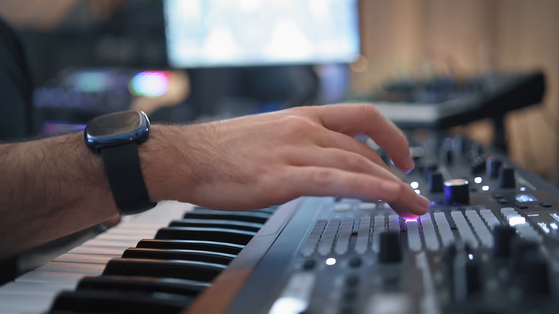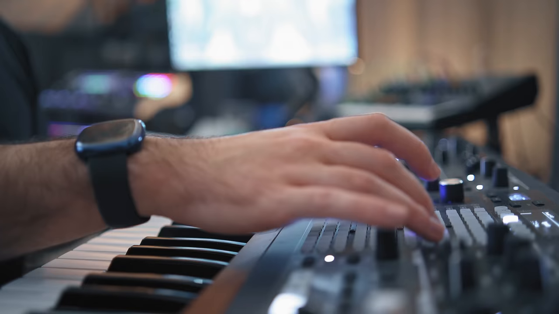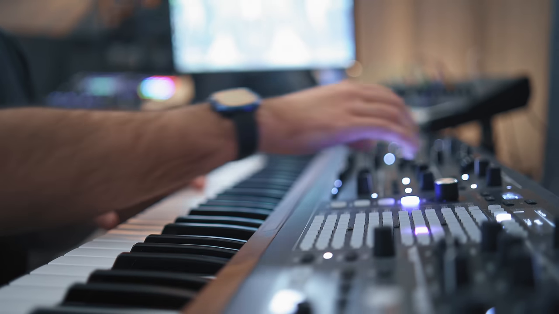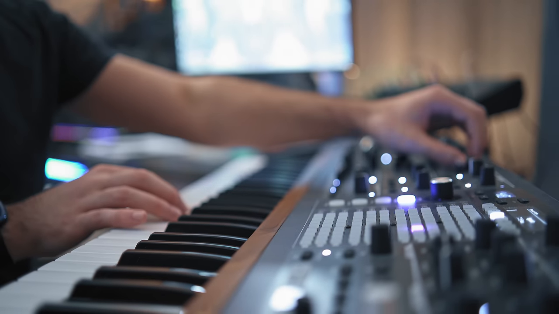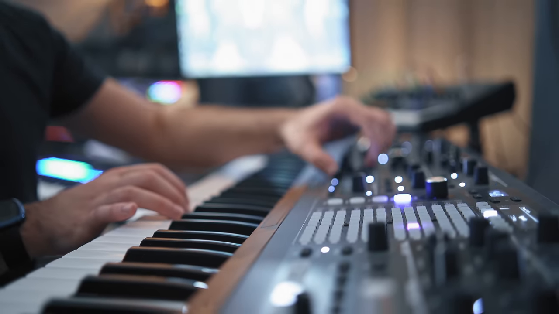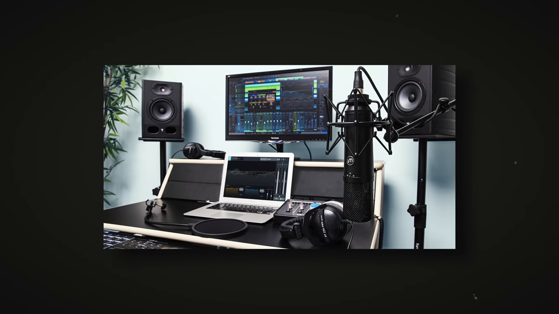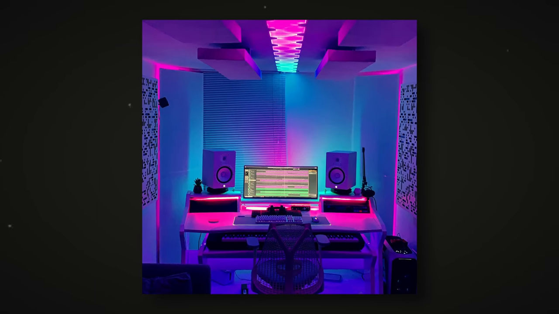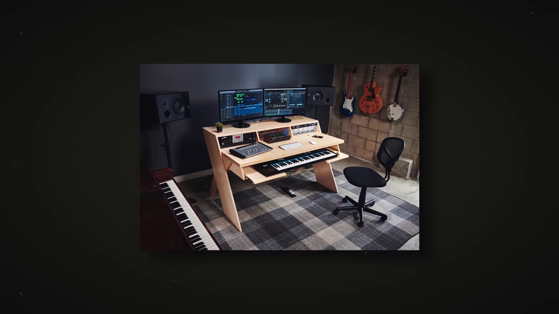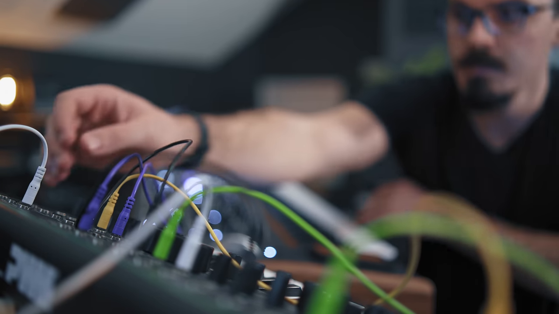I think one of the most important things I've learned throughout this process is that the idea of an Instagram perfect studio is never going to exist in reality. As much as I'd love perfect cabling and a crispy clean desk all the time, that's just not realistic. The process of creating is messy.